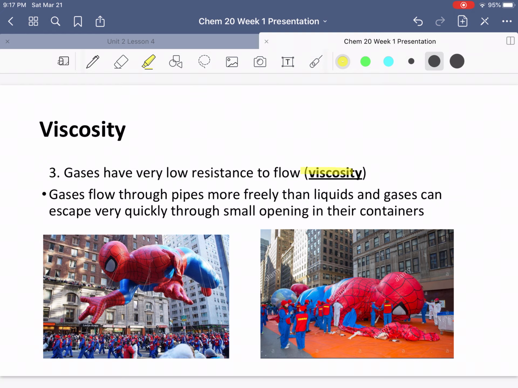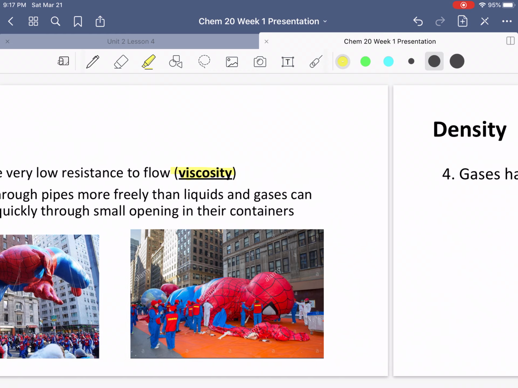So viscosity is all about the ability of a gas to flow or not flow. And gases flow really, really easily. This is in the Macy's Parade. If you check out Spider-Man there, he's my favorite superhero, in case you didn't know. And essentially this Spidey guy had one little teeny tiny hole. But with gases, that's all it takes, because small holes allow something that is easily able to flow, high viscosity, to come out with no problem.